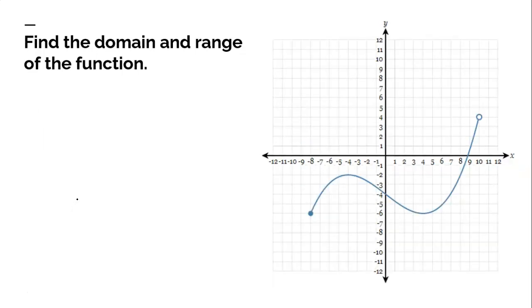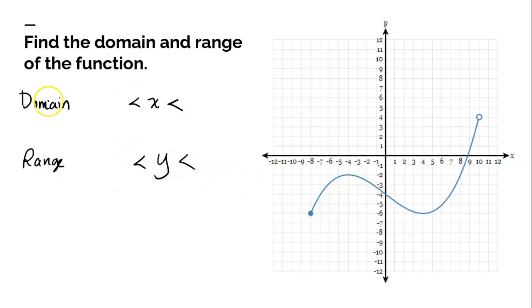Find the domain and range of the function. So the domain are your x values. The range are your y values. And you want to show in between. So we're going to use these less than signs. So let's look at our x values. Remember, your domain is your left to right.